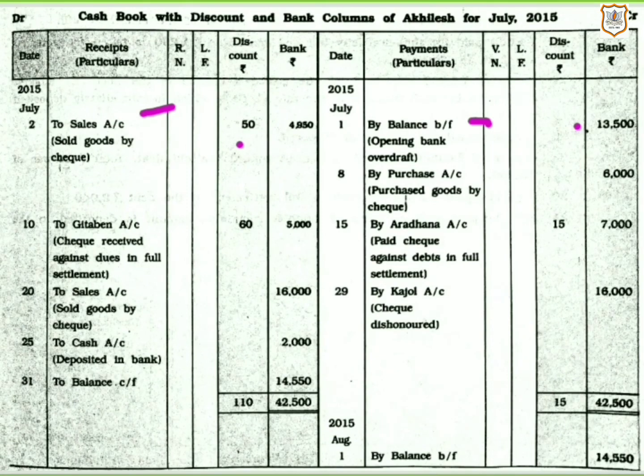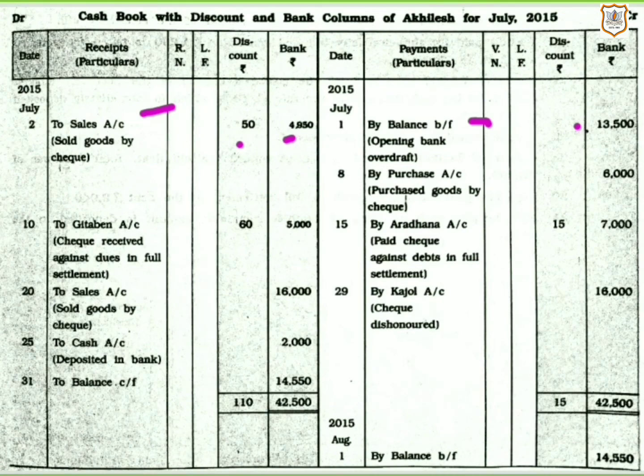Here bank is the receiver of check, that's why we will record it on debit side of cash book. Amount is 4,950. Now next transaction, date 8th. Goods of rupees 6,000 purchased and a check is issued for the necessary amount. Here we have purchased goods of rupees 6,000 and for that we made payment through check. And here our bank balance is decreasing.